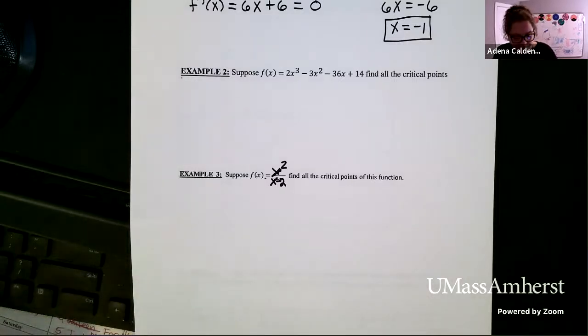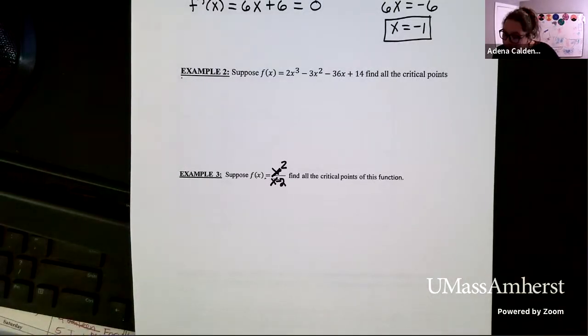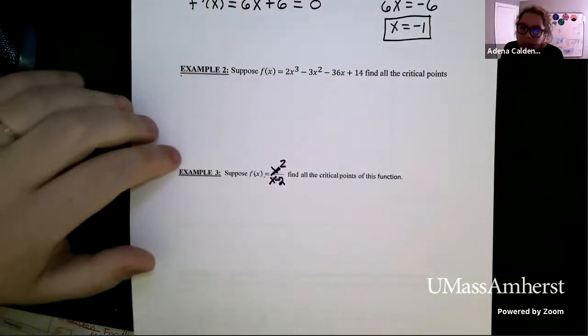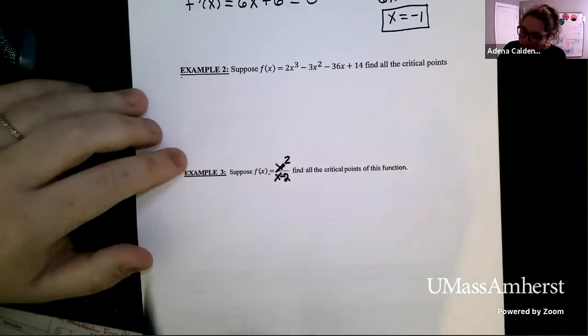All right. So for example 2, again, for critical points, we want to start by finding where the first derivative equals 0.